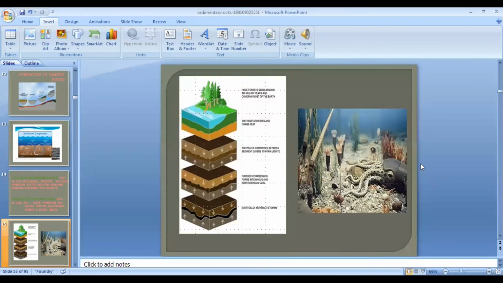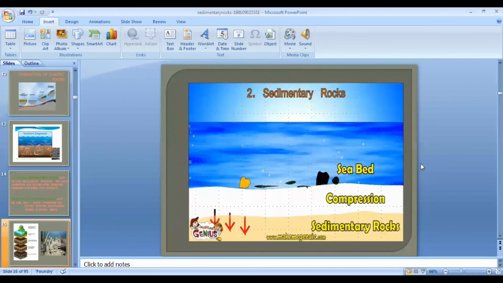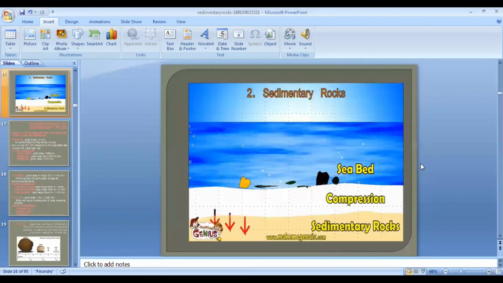So we will try to discuss. Let us go to the. So this is another example before we close this session. Okay, so before we close this session, we have another example. We have a sedimentary rock.